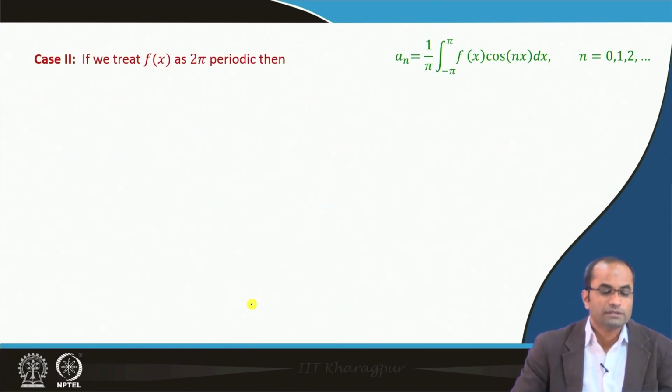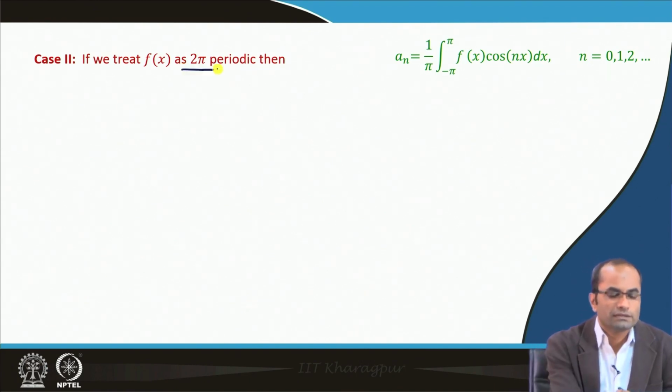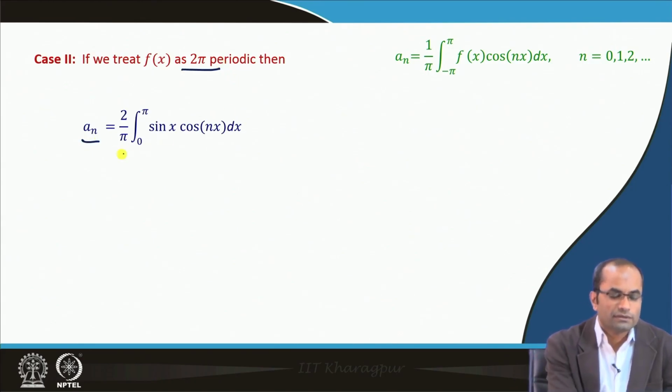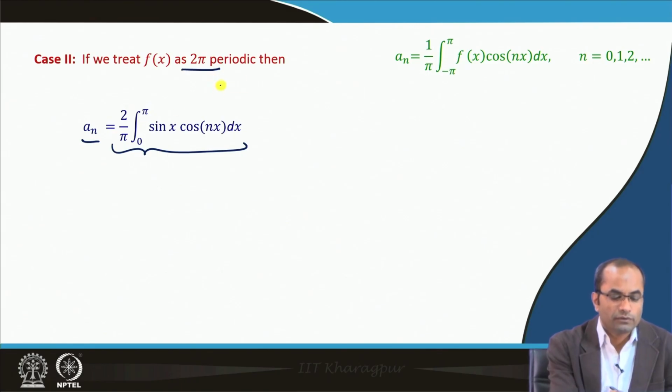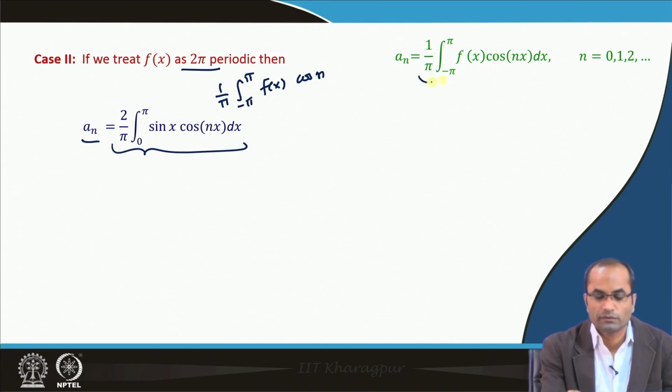Well, now in the second case we will treat this f(x) as a 2 pi periodic function, because 2 pi is not the fundamental period, but it is also a period of the function. So we can consider this 2 pi periodic function, and then we have the standard result that a n will be 1 over pi, integral from minus pi to pi of f(x) cos nx dx. It is written here already.